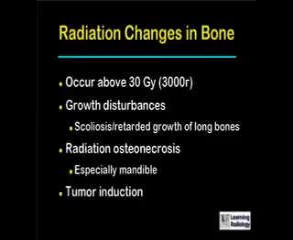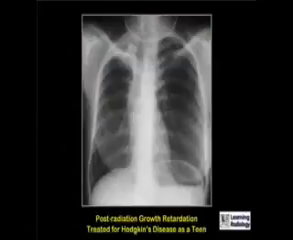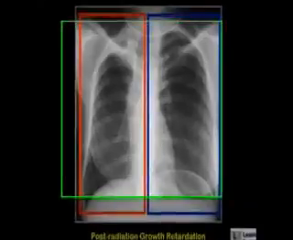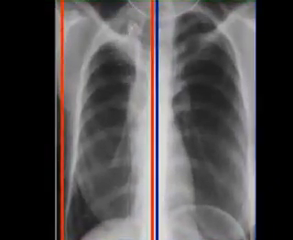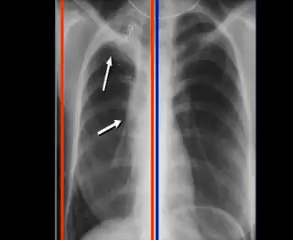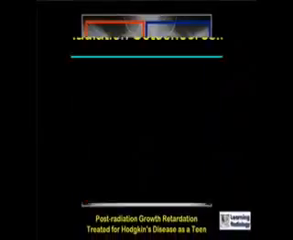This is a young female who had radiation to her entire right hemithorax for Hodgkin's disease that involved the right lung years earlier when she was a teenager. You can appreciate, I think, that the right hemithorax is slightly smaller than the left hemithorax, a manifestation of growth disturbance. In addition, the right breast is smaller than the left breast, and there are radiation changes in the right hilum and fibrosis in the right apex.